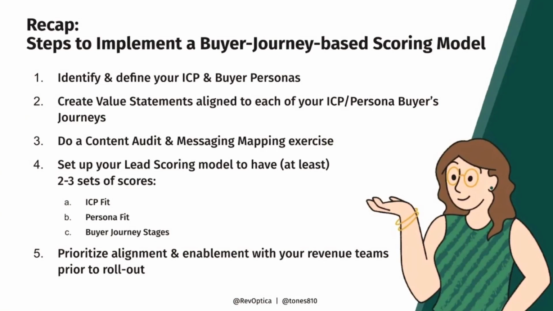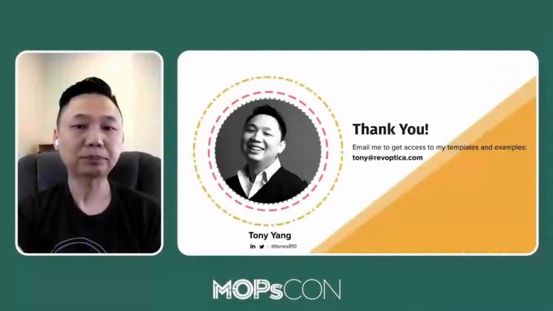And then step number five, make sure that you loop in the rest of your go-to-market teams, your revenue teams, so everybody has buy-in and that they're educated on what these scores mean and understand the buyer journey framework.